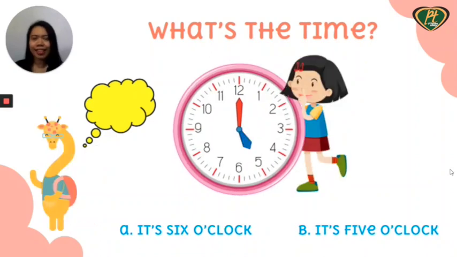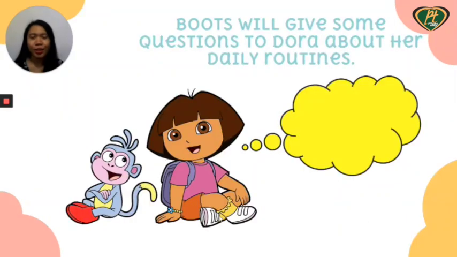Okay, next. Look at this clock. The long hand is on number 12, and then the short hand is on number 5. What's the time? A, it's 6 o'clock, or B, it's 5 o'clock. Which one is the correct time? A or B? Write down your answer now. So everyone, what's the time? Yes, you are great. The answer is B. It's 5 o'clock.